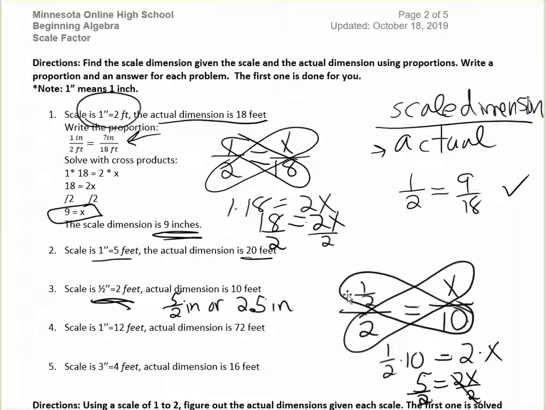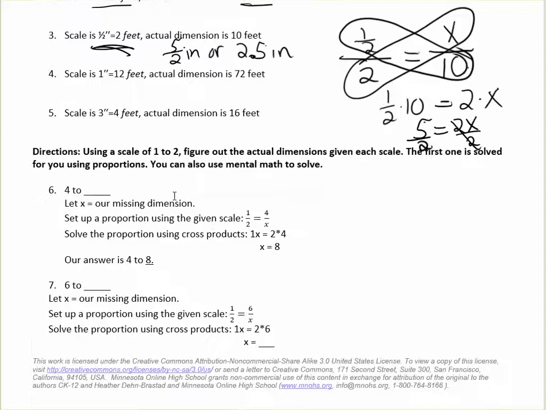All right. So in the next section, all of these are going to use a scale of 1 to 2. So that will be one of our ratios, 1 to 2, for each one of these. And we are going to figure out the actual dimension given the scale. So this time they're going to give us the scale dimension, the top number, and we'll be looking for the bottom number. So remember, it's scale dimension over actual dimension each time.